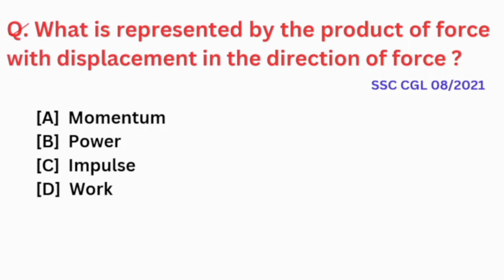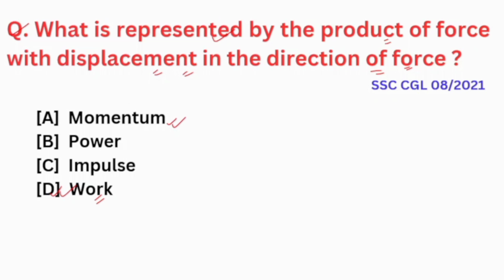First question, what is represented by the product of force with displacement in the direction of force? The correct answer is option B, work. Work is represented by the product of force with displacement in the direction of force. Okay. Then what is momentum?